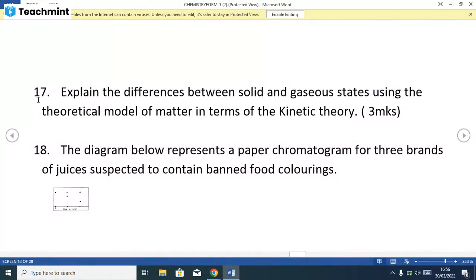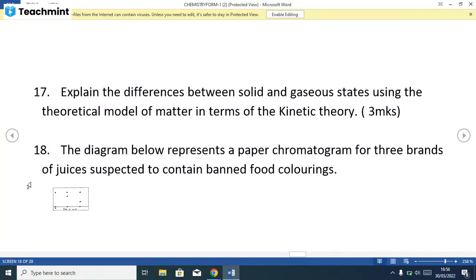Okay. Assignment. Number 17 is an assignment, because you are supposed to use a theoretical model. You draw those particles, and I believe you know what I'm saying. You draw, then you state what you are trying to say. Number 17, your assignment.